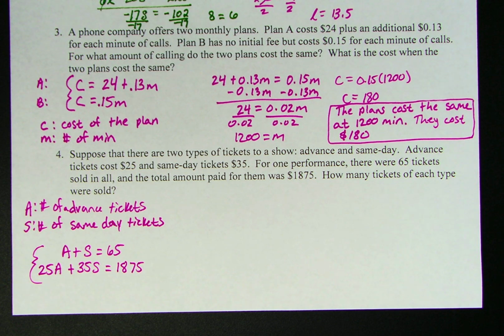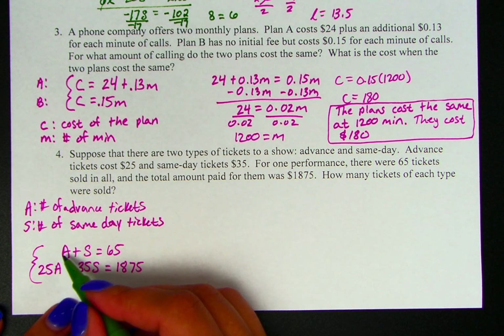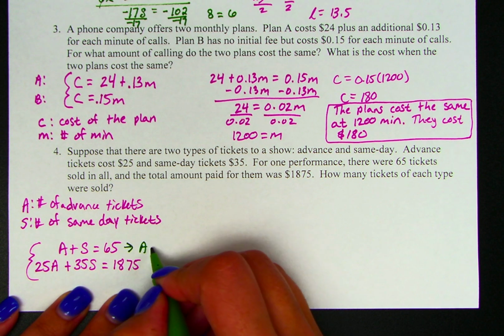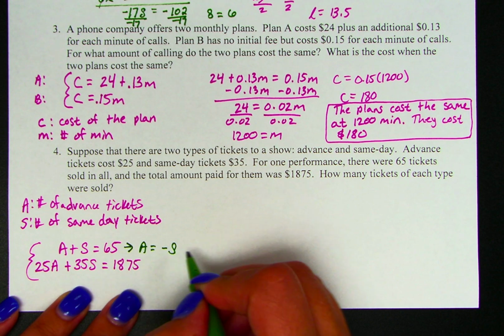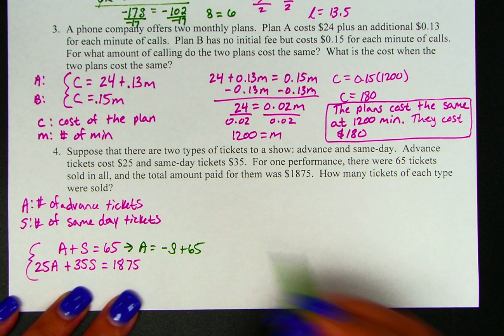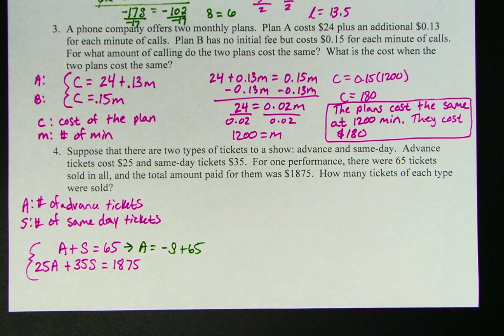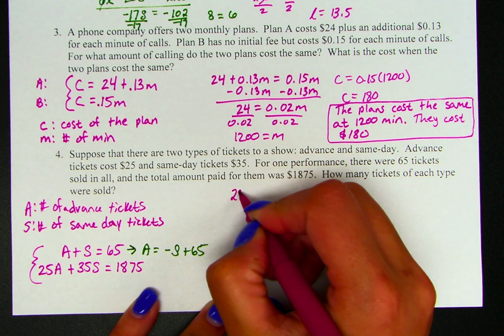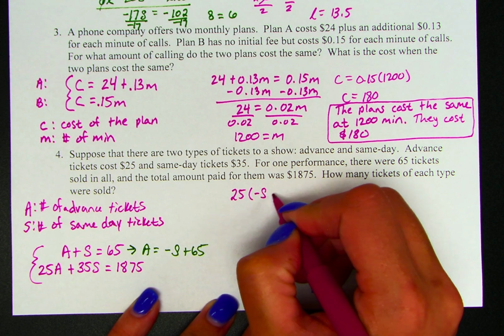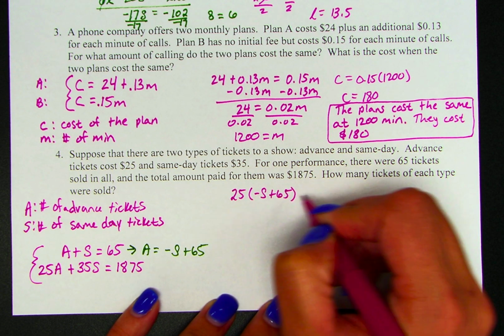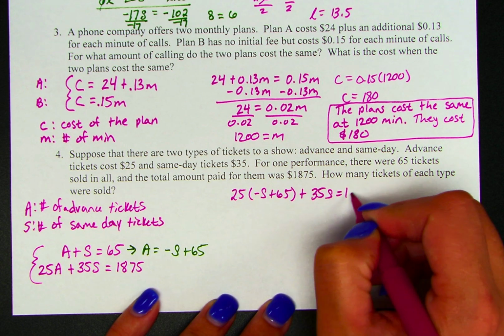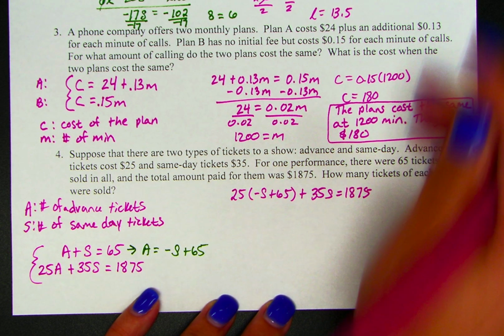So I'm going to choose to solve this one by substitution. So I'm going to solve for A. So that means I'm subtracting the S over. So A equals negative S plus 65. And then I'm going to substitute that into this A. So I will have 25 times negative S plus 65 plus 35S equals 1,875.